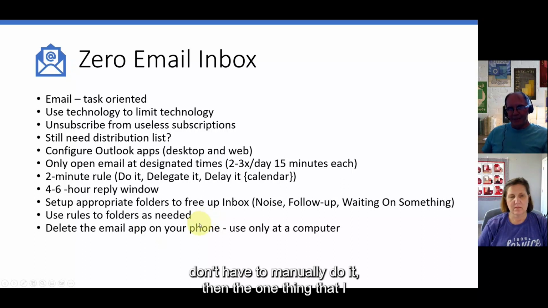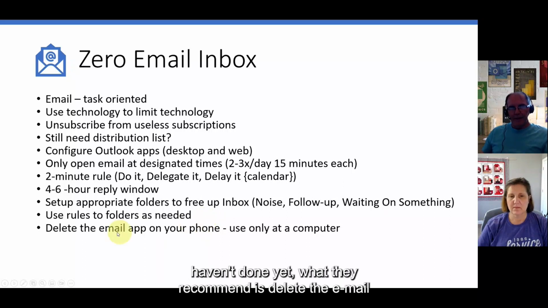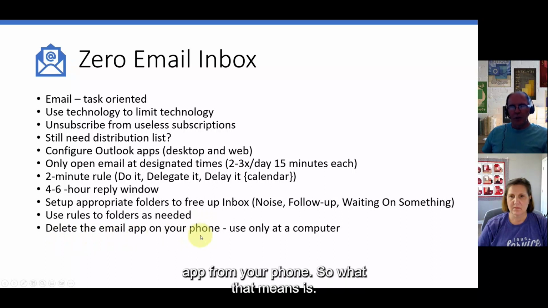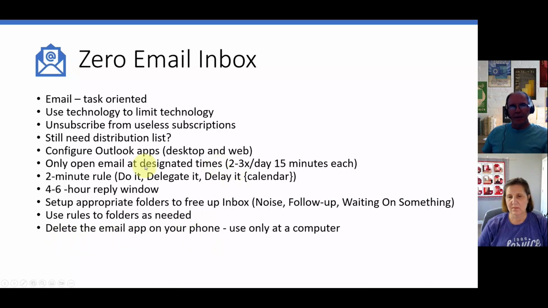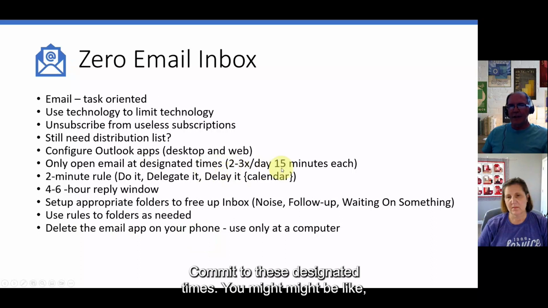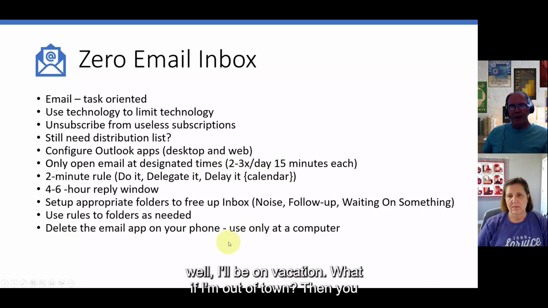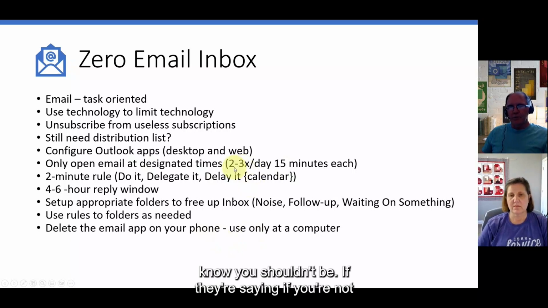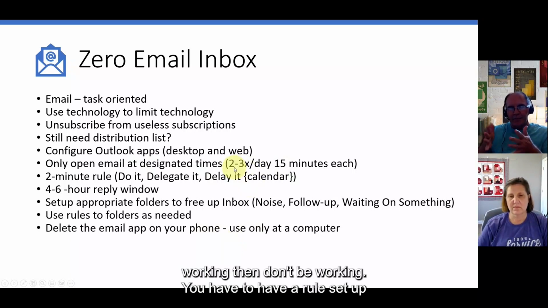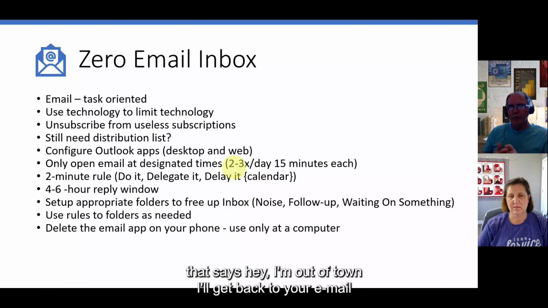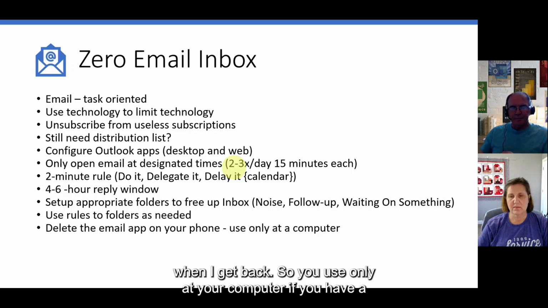Then the one thing that I haven't done yet, which they recommend, is to delete the email app from your phone. What that means is commit to these designated times. You might be like, well, what if I'm on vacation? What if I'm out of town? Then you shouldn't be working. They're saying if you're not working, then don't be working. You have to have a rule set up that says, hey, I'm out of town, I'll get back to your email when I get back.